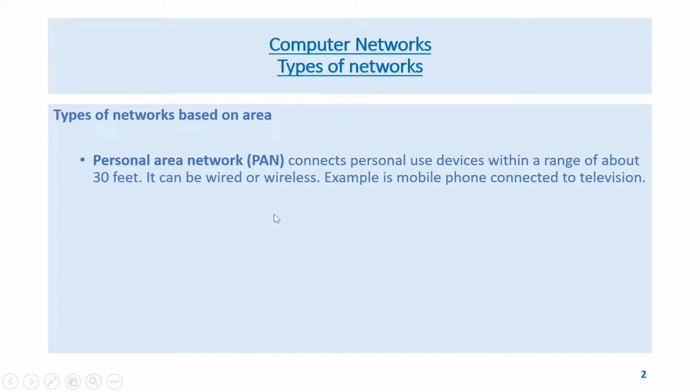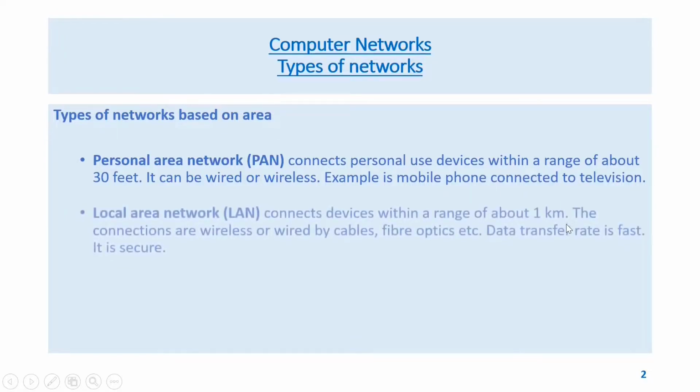Personal area network, PAN, connects personal use devices within a range of about 30 feet. It can be wired or wireless. Example is mobile phone connected to television.